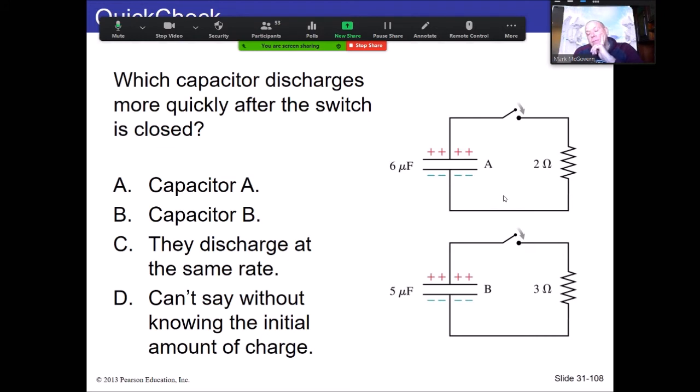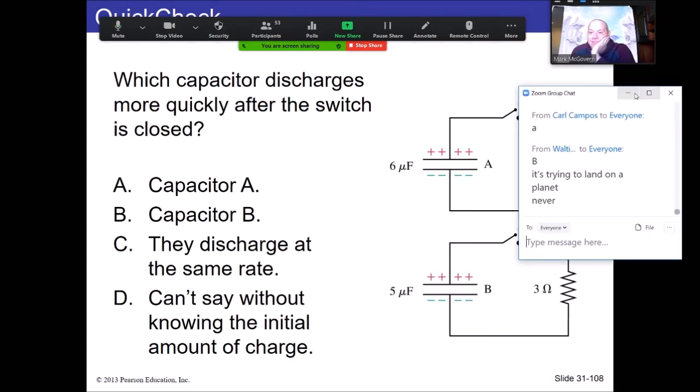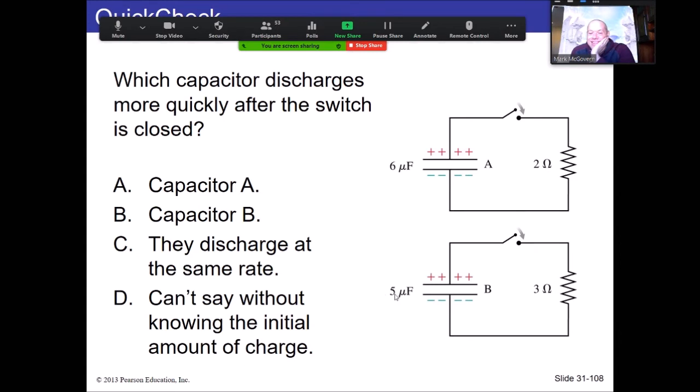Well, let's look here. What's the time constant for the top one? What's the time constant for this one here? 6 times 2, 12. 5 times 3 is 15. All right, so this does have a higher time constant down here. So the answer is A.